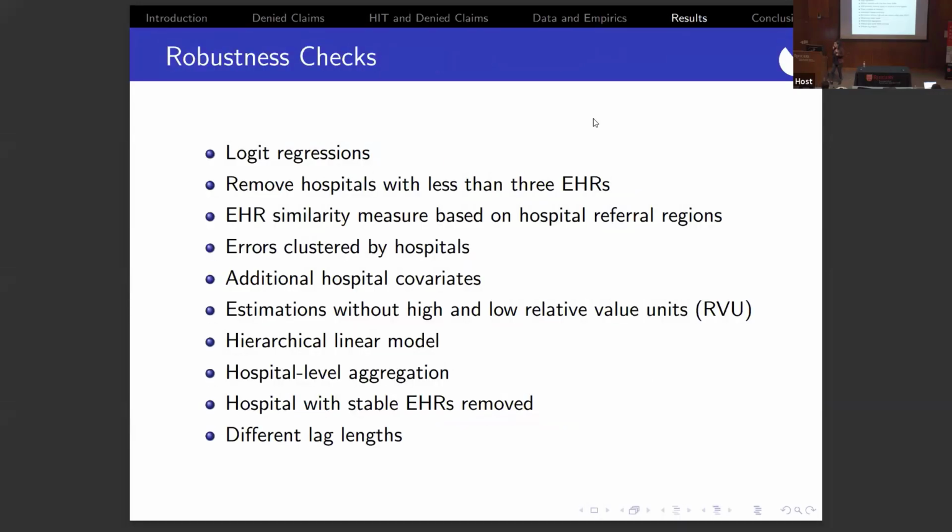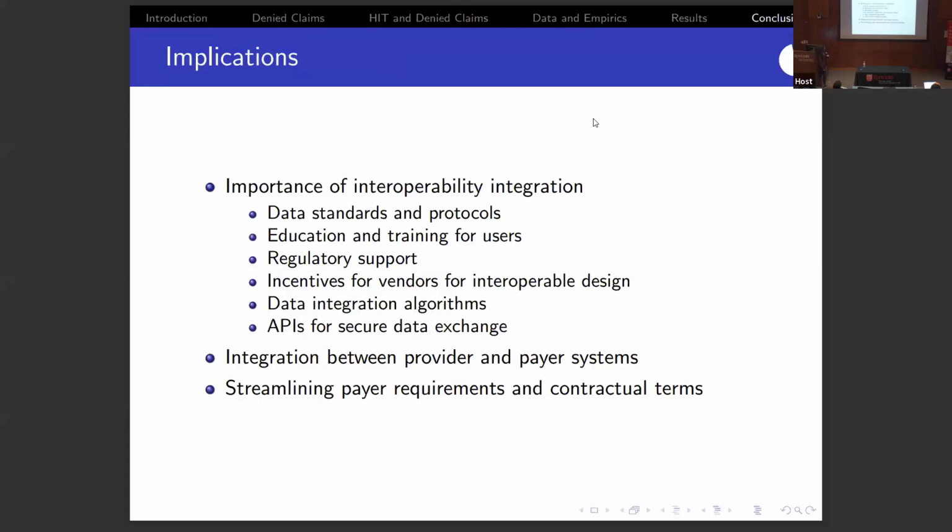And as always, you have to do a host of robustness checks to convince the reviewers. In terms of the implications, let me just jump into this to end, and hopefully we'll have time for a few questions. But I think this shows the importance of interoperability and integration in this process. And there are multiple ways that can be achieved. We had some discussions on this, but better data standards and protocols, better regulatory support for this issue, education and training for users are important.